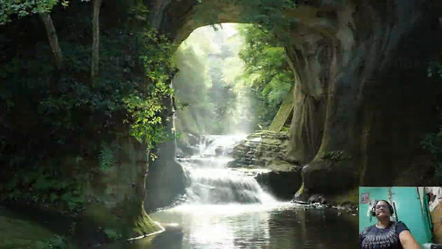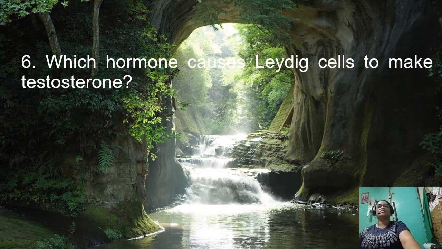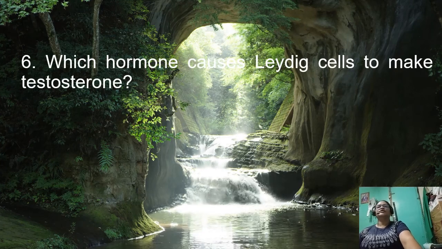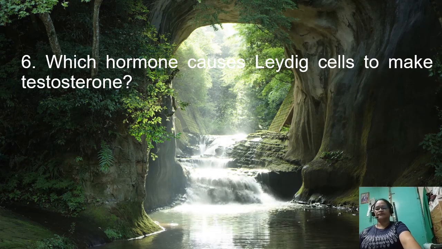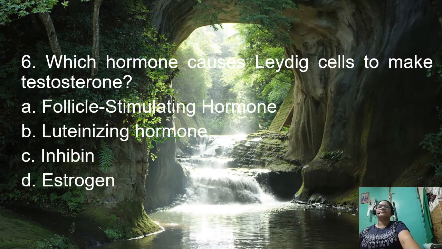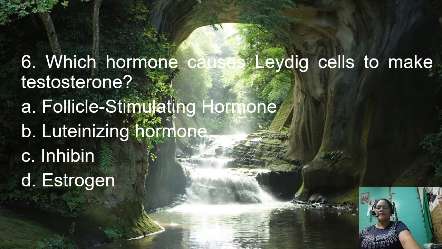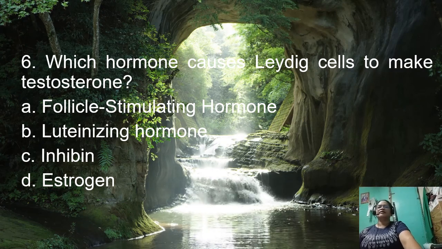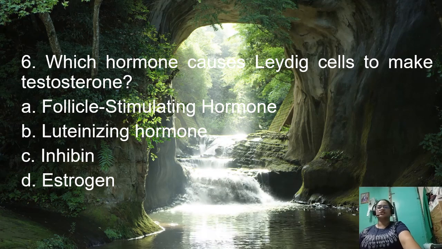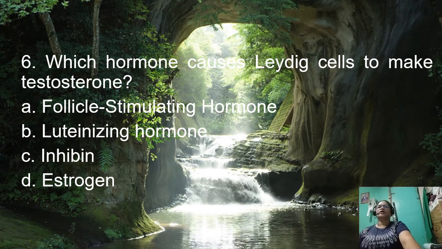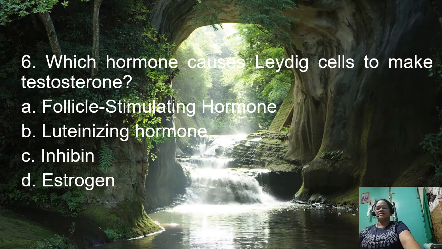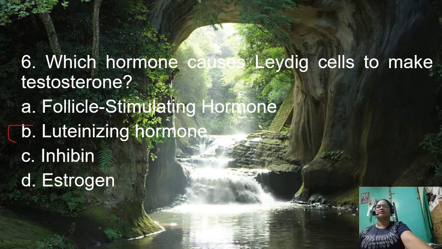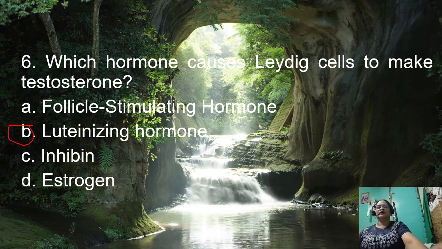Number 6. Which hormone causes Leydig cells to make testosterone? A. Follicle stimulating hormone. B. Luteinizing hormone. C. Inhibin. D. Estrogen. Okay, the answer is letter B, luteinizing hormone.